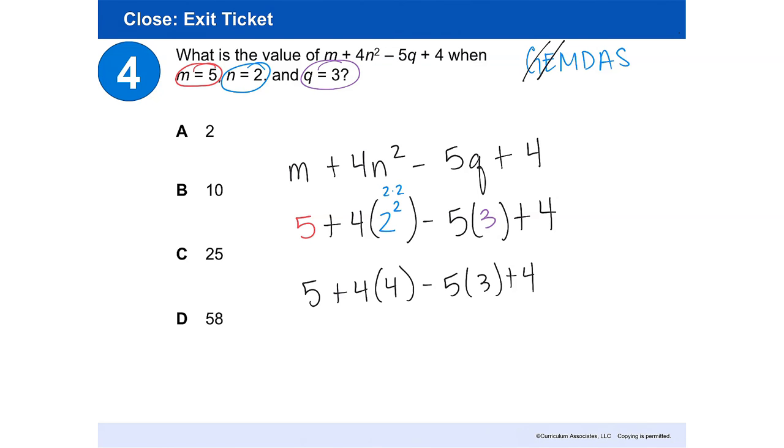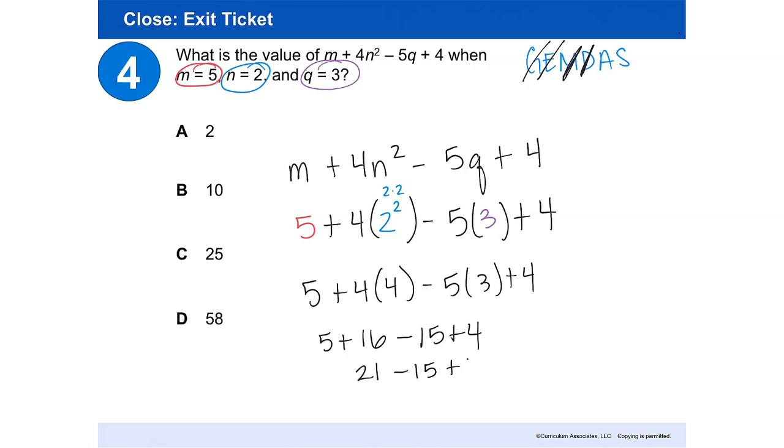Now I'm going to go next. What do I need to do? Multiplication. So I do see there's some multiplication that needs to happen here and multiplication that needs to happen here. So I'll start off by rewriting 5 plus 4 times 4 is 16 minus 5 times 3 is 15 plus 4. Okay, so I've done my multiplication. I see there's no division. Now I need to do addition and subtraction. So I'm going to rewrite it as my steps go. So I have this first part, which is 5 plus 16. And 5 plus 16 is 21.